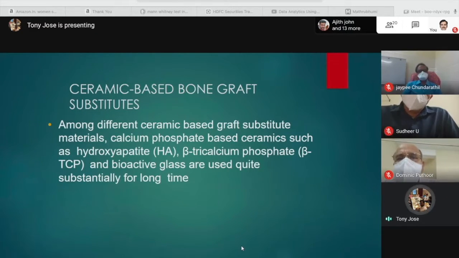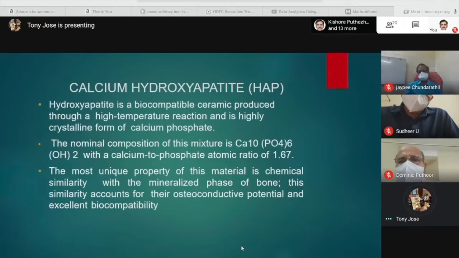Among the different ceramics-based bone substitute materials, calcium phosphate-based ceramics such as hydroxyapatite, beta-tricalcium phosphate, and bioactive glass have been used quite substantially for a long time. First, we discuss calcium hydroxyapatite.